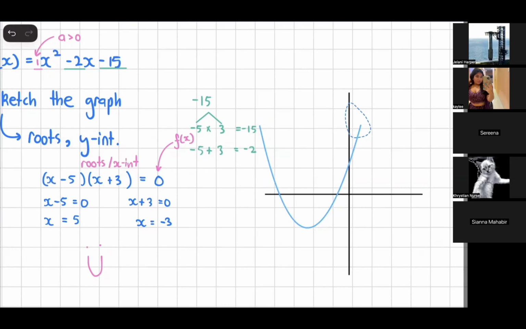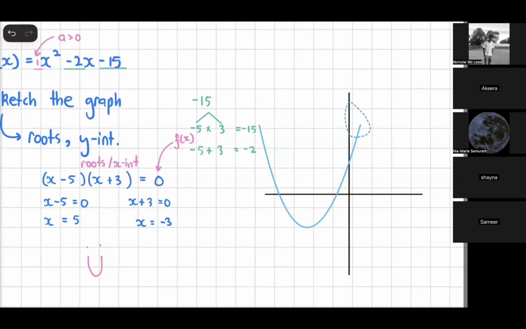You could say that because the two x values, the two roots, one is positive and one is negative, and the y-intercept is negative, so it'll be on the opposite side. Yes. Nia, you there? Yes, sir. Right, Nia, what are the x values?